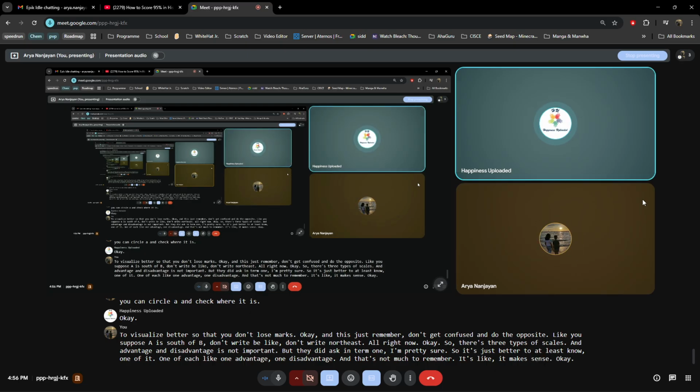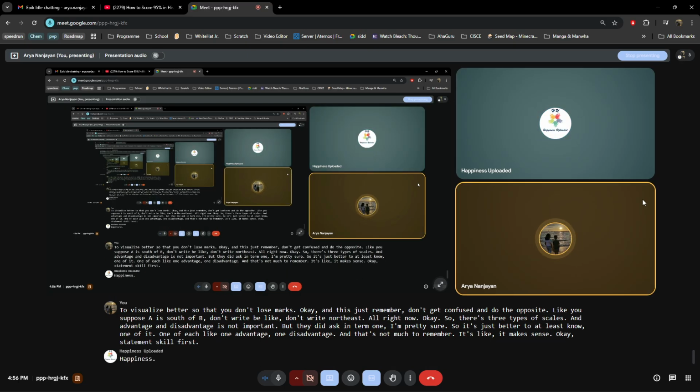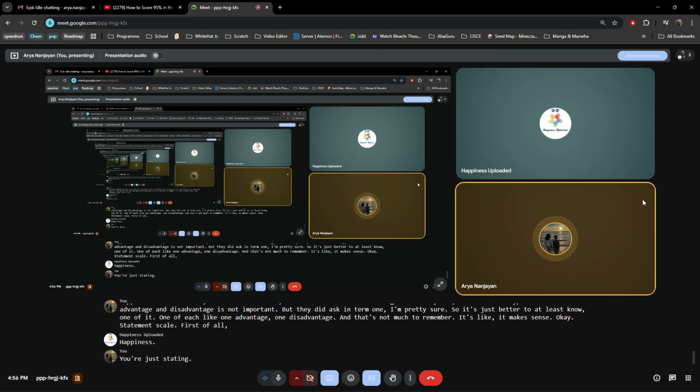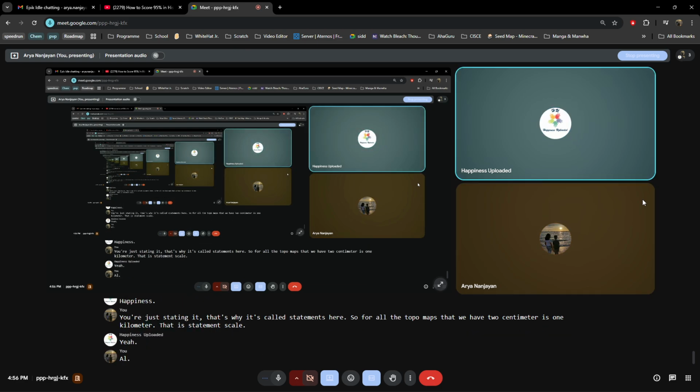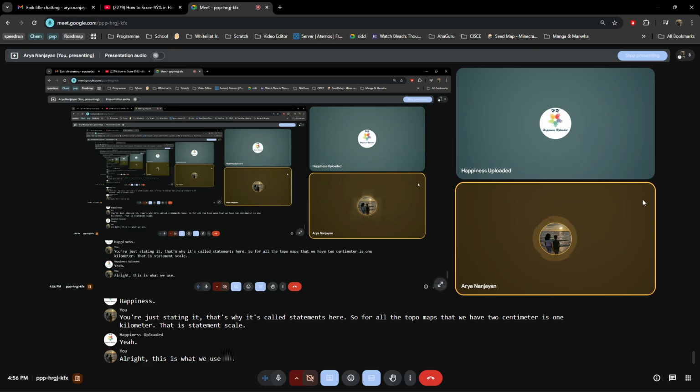So statement scale, first of all. You're just stating it. That's why it's called statement scale. So for all the topo maps that we have, 2 centimeter is 1 kilometer. That is statement scale. This is what we use to find distance. I'll come to that later. Advantage, disadvantage, read. It's self-explanatory.